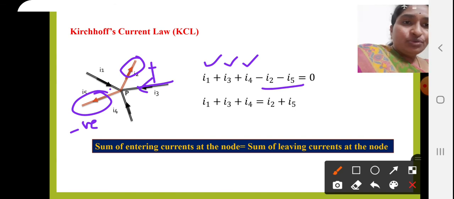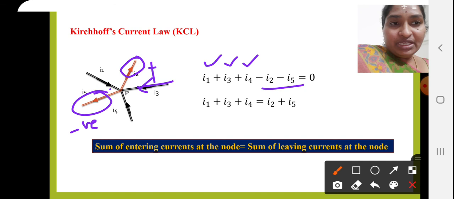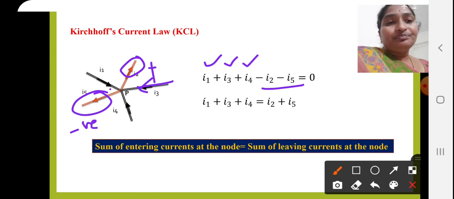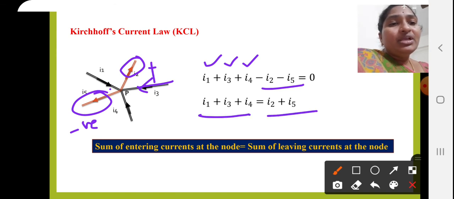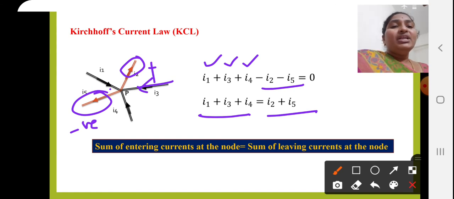That means to make the algebraic sum, we need to follow the sign convention. We need to consider the polarity of the current, the direction of current. So here we can see the currents coming towards the node are equal to the currents flowing away from the node. These are the currents coming towards the node and these are the currents flowing away from the node. So from this we can say the sum of the currents entering the node is equal to the sum of the currents leaving the node.